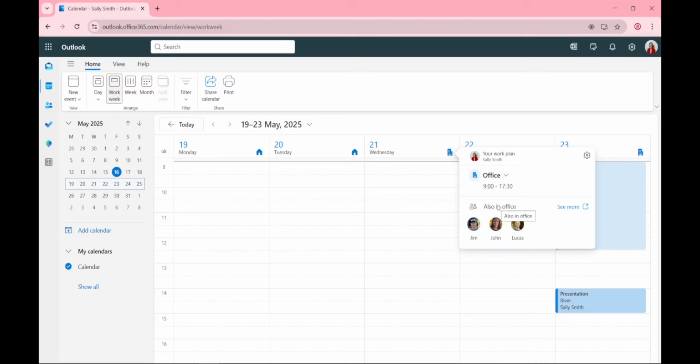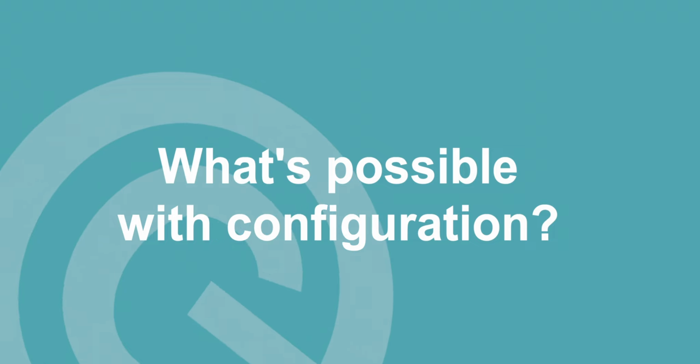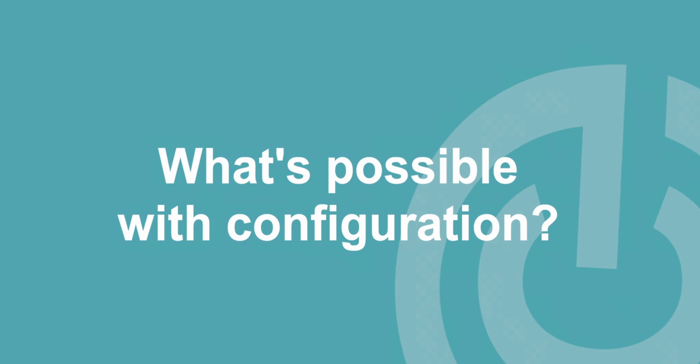So out of the box, you just have this generic term called office. It doesn't specify which office you're in. This is okay if you've only got one building. But if you have more than one building, different sites, different cities, it's not very useful if these colleagues are working in different cities. So what do you get with a little bit of configuration work?